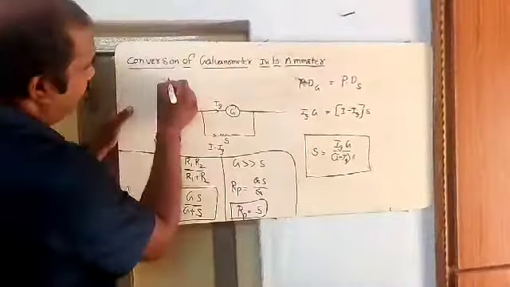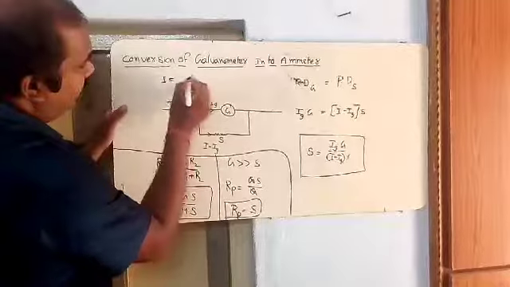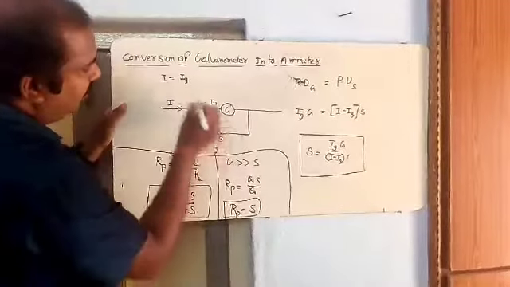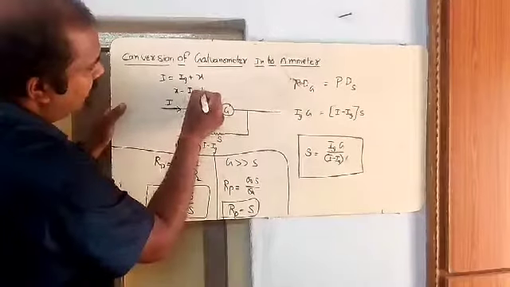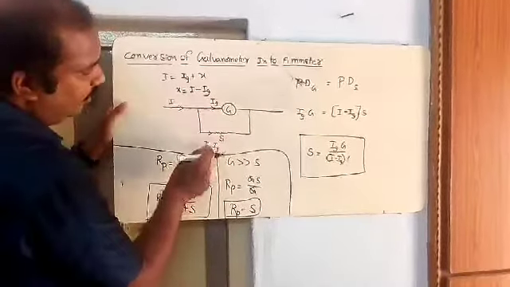You see, I is equal to Ig plus something. This value I don't know, so I can take it as some x, and x is equal to I minus Ig. Like that you got I minus Ig.